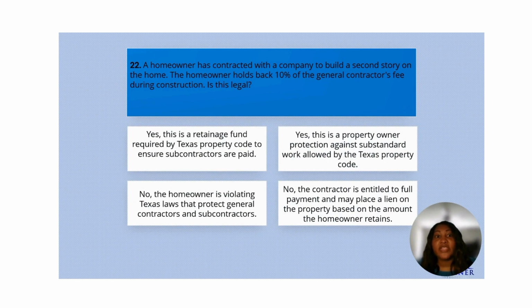A homeowner has contracted with a company to build a second story on the home. The homeowner holds back 10% of the general contractor's fee during construction. Is this legal?